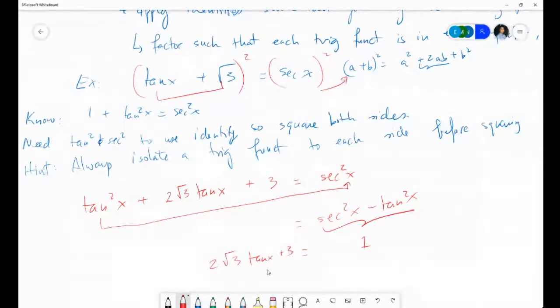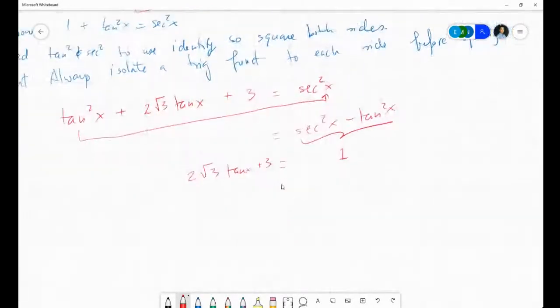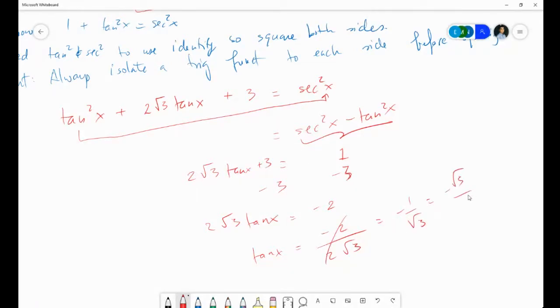Okay, so now we can solve for x because now we only have one value of the trig function to solve for. Let's subtract 3. So we got negative 2. And get rid of everything here. Negative 2 over 2 square root of 3. That cancels, so we have negative 1 over square root of 3, or negative square root of 3 over 3.